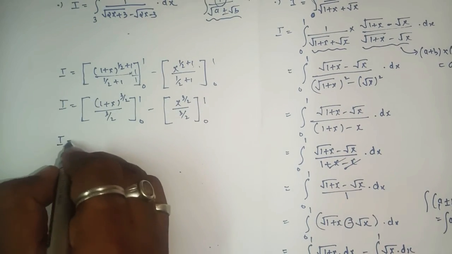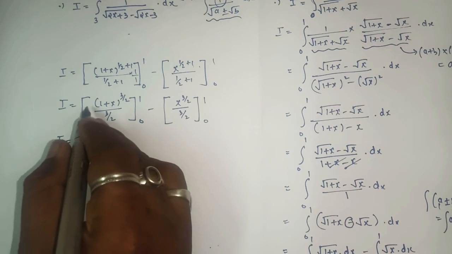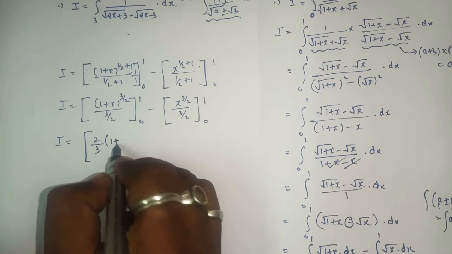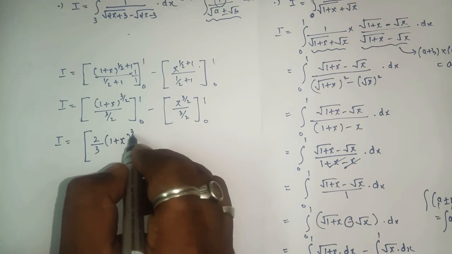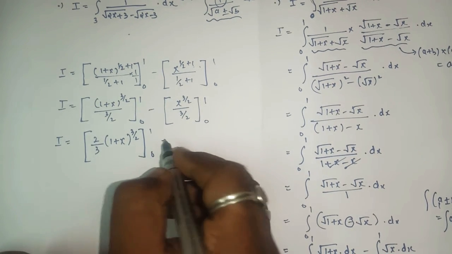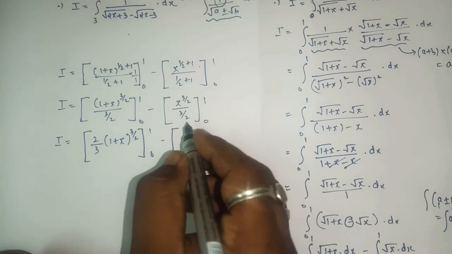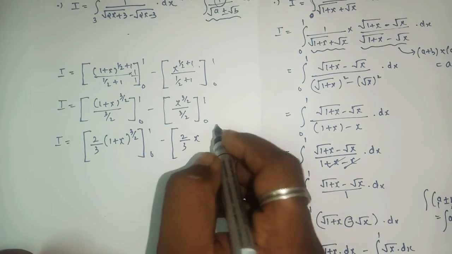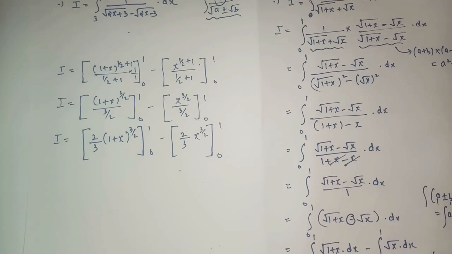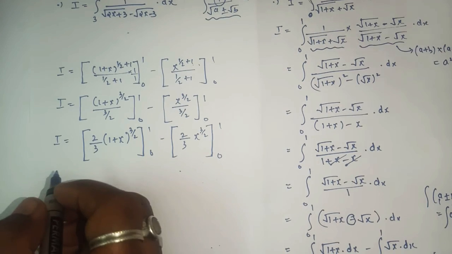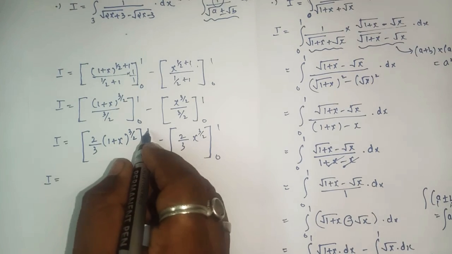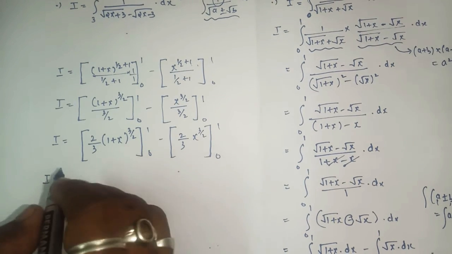Okay, so in the next step this we can write as what, 2 shifted to the numerator, so 2 by 3, (1 plus x) raised to 3 by 2, yes or no? Here also we'll do the same thing, 2 by 3, x raised to 3 by 2. Okay, and out till here, understood? Okay, so now simply what you have to do, first you will replace the value of x by 1 and then by 0.